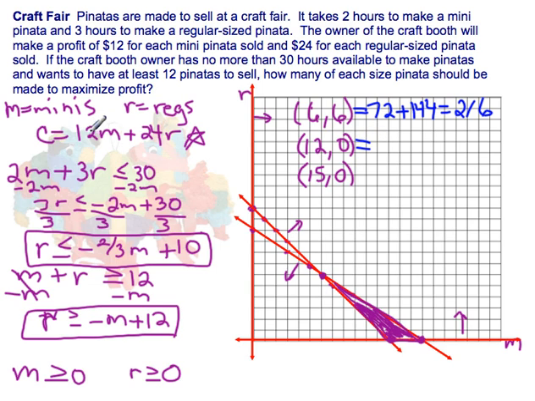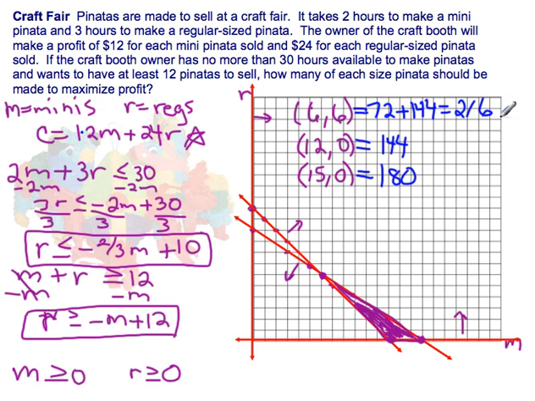Now let's plug in 12, 0. What is 12 times 12? 144. And if I plug 0 in here, 24 times 0 is 0, so that's just going to be 144. When I plug in 15, 0, 12 times 15 is going to be 180, plus 24 times 0 is 0, so it's just going to be 180.